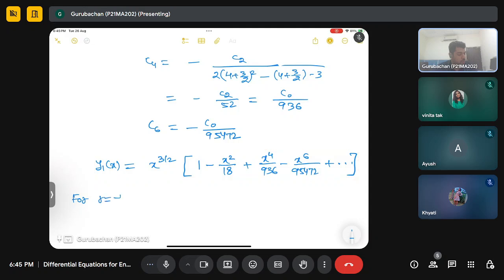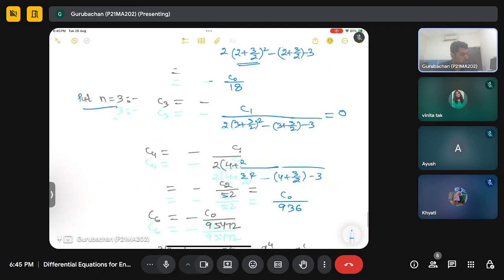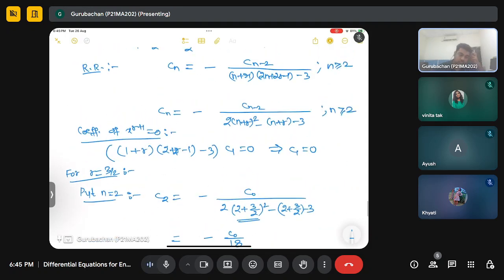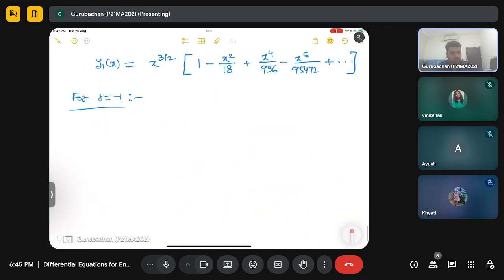For the second one we will take r equal to minus 1. So for r equal to minus 1, if you put in this relation and put the values of n, then you will get your C2, C4 in the following form. C2 will be C naught divided by 2 times, n equal to 2 we are putting, so 2 minus 1 whole square minus 2 minus 1 minus 3.